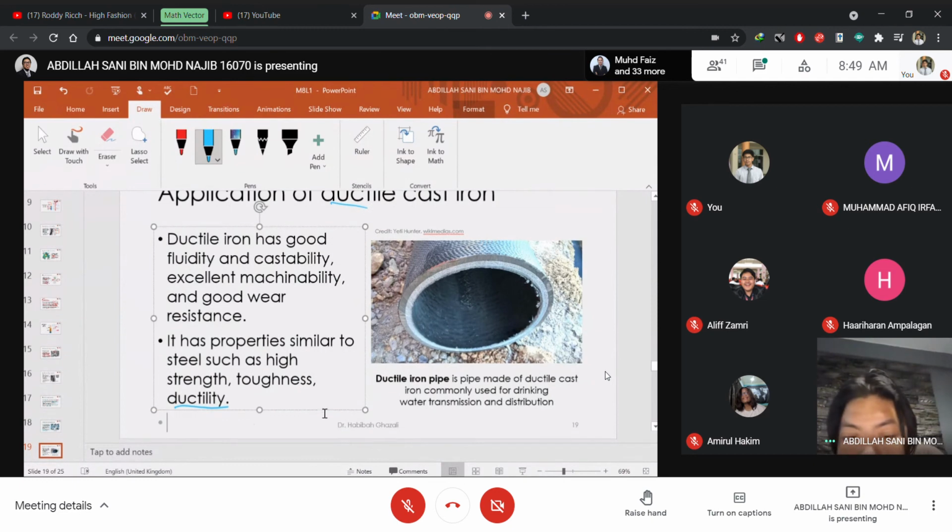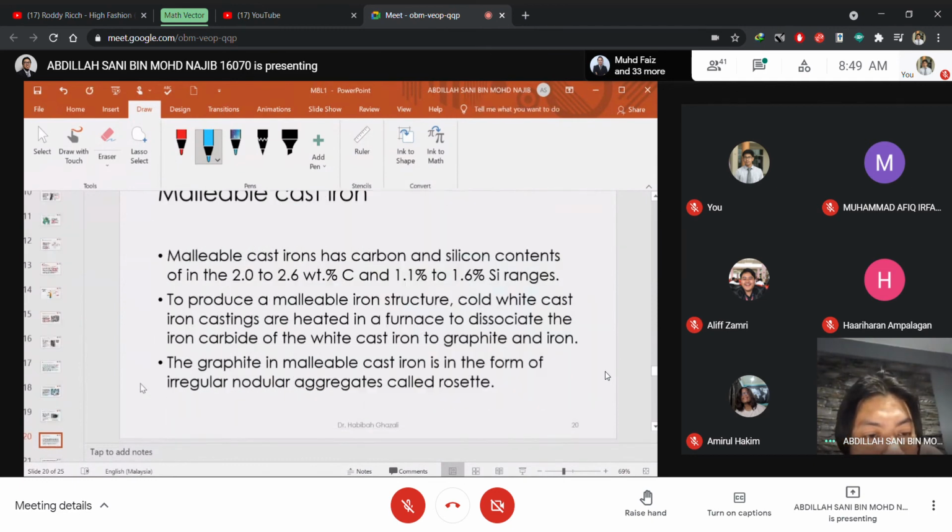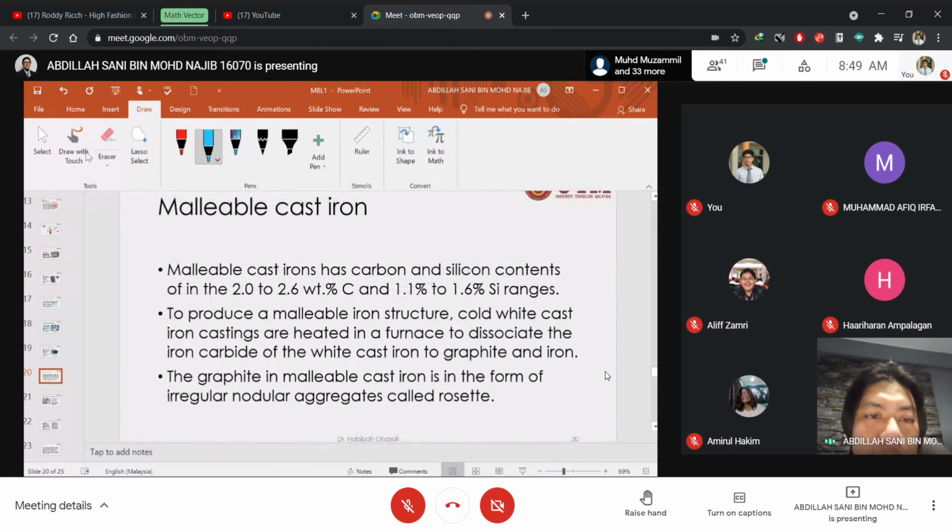And let's see the last one. Malleable cast iron has carbon content of 2 to 6 and silicon content of 1 to 1.6. To produce malleable iron structure, cold white cast iron castings are heated in a furnace to dissociate the iron carbide of the white cast iron to graphite and iron.